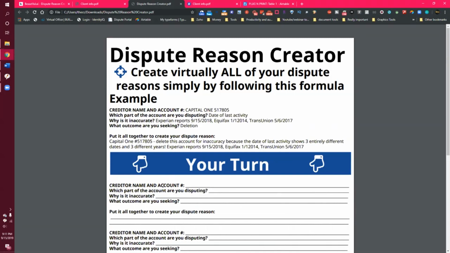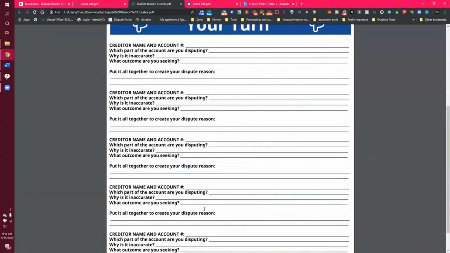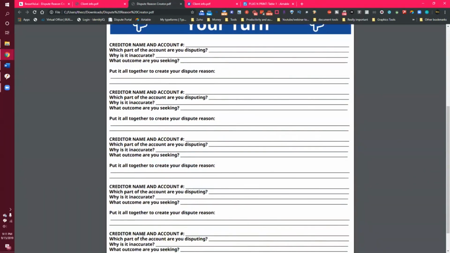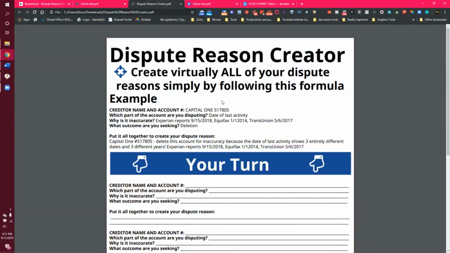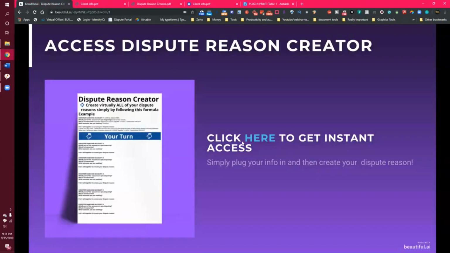Now I've put this example data here so that you know how to use this. So when you put it all together, you're going to have: delete this account for inaccuracy because the data loss activity shows 3 entirely different dates in 3 different years. Then you're listing the data. So now it is your turn, and I've given you 1, 2, 3, 4, 5 of them. So print this out, look at your account, and string this together, okay? The formula never changes. Guys, this is what I'm trying to explain to you, okay?